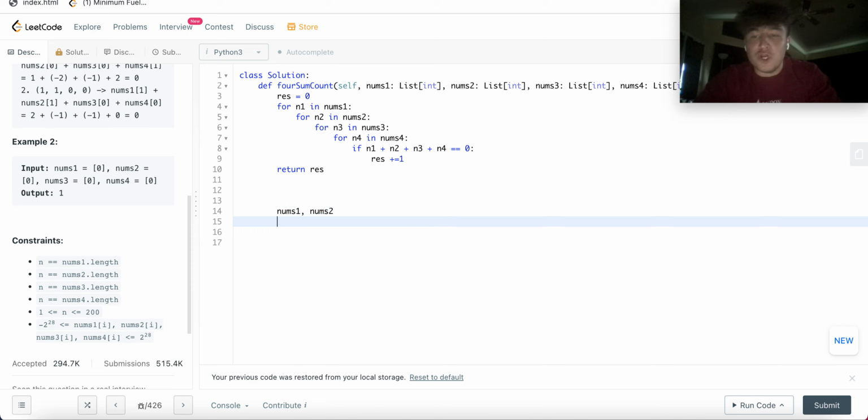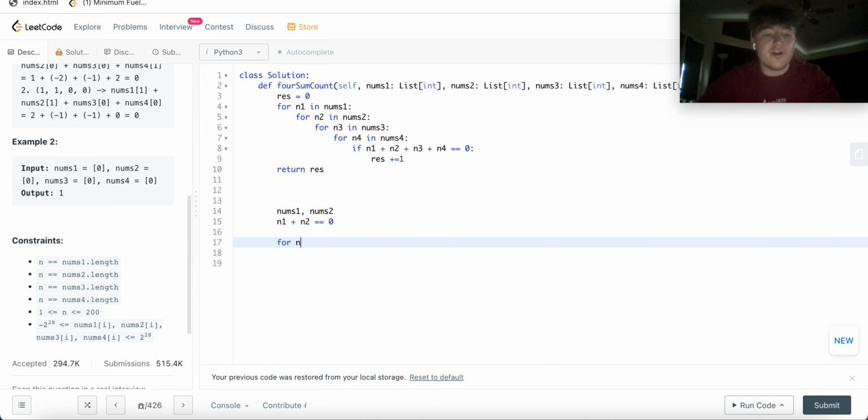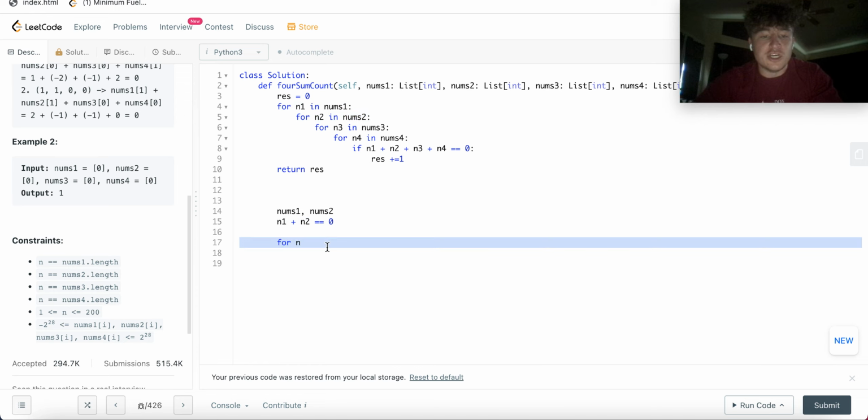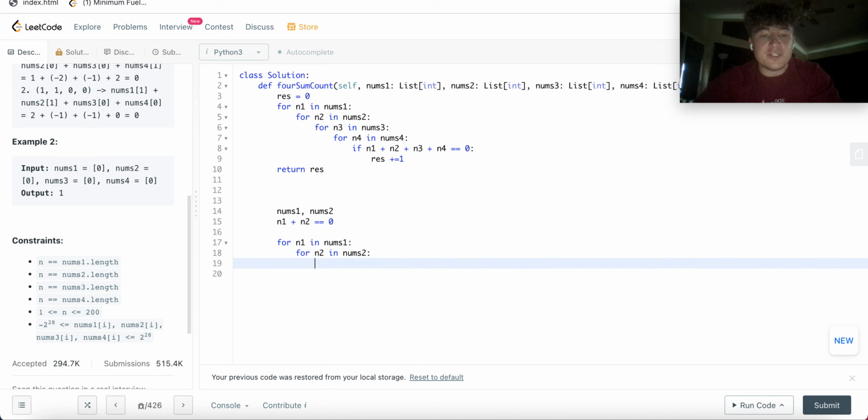That is, we were looking for a solution where n1 plus n2 equals 0. In order to do that, the brute force solution would be pretty similar, right? We would look at all n1s and n2s, and if n1 plus n2 equals 0, we add that to res.